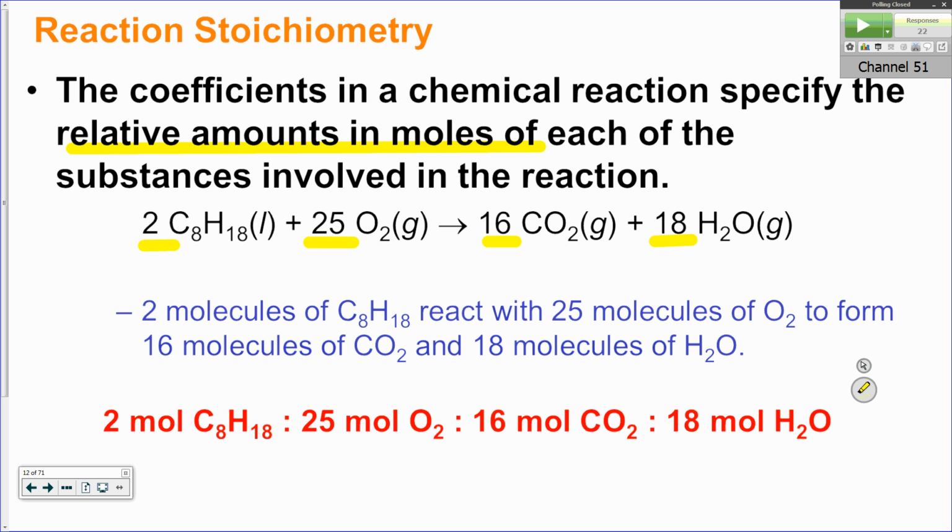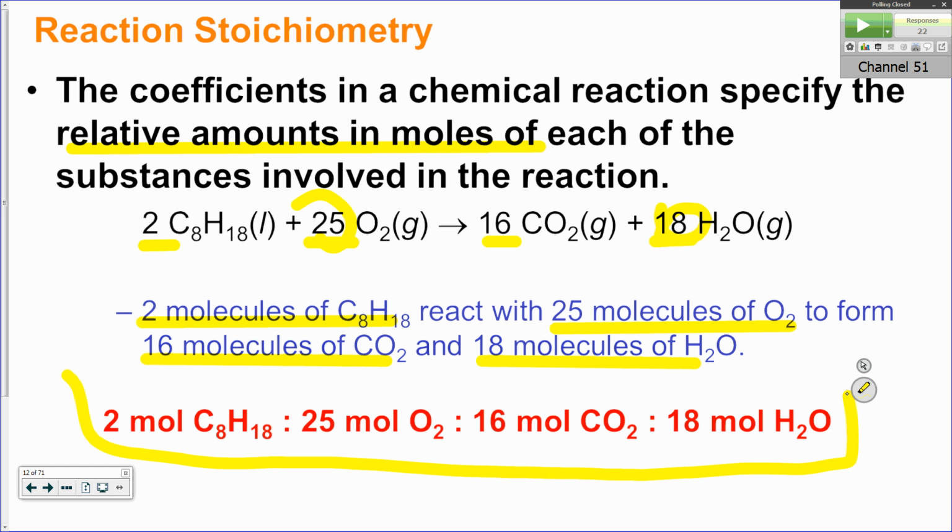Okay, so it tells me that there are 2 molecules, and wherever it says molecules, you can substitute the word moles, because I can go from moles to mass and mass to moles. All right? So 2 molecules of octane react with 25 molecules of O2 to form 16 molecules of CO2 as well as 18 molecules of water. So the stoichiometry for this reaction is what's down here at the bottom: 2 octane, 25 O2, 16 CO2, 18 water. So now I've got a relationship.